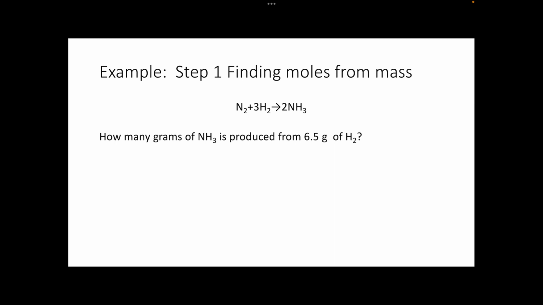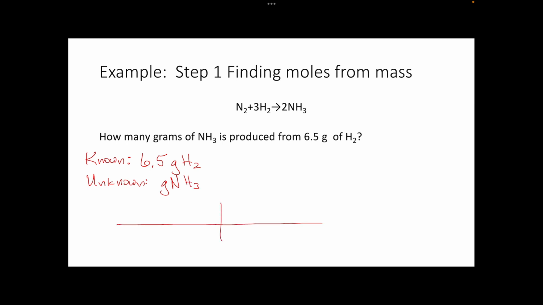So here we have another case. The same equation, but now our known is that we have 6.5 grams of hydrogen. Our unknown is the same. How many grams of NH3 can we produce? Now we're just going to do step 1 here. So using train tracks, we're going to put our known quantity up here.